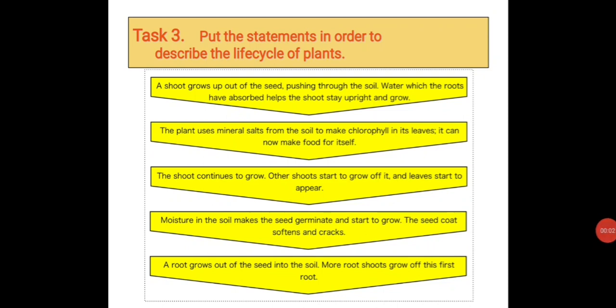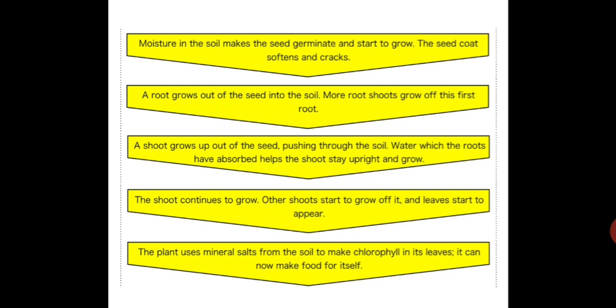Welcome back, Year 3. How did you find that task? I found it a bit tricky actually, but every time I looked at every statement I just thought, which one must come before the other? So it's really important to read through these really carefully. So we know that the first one is that moisture in the soil makes the seed germinate and start to grow, and the seed coat softens and cracks. What do we think comes next? Okay, so I've made this one already, which I think is the correct order. So let's read through these now and see if they make sense.